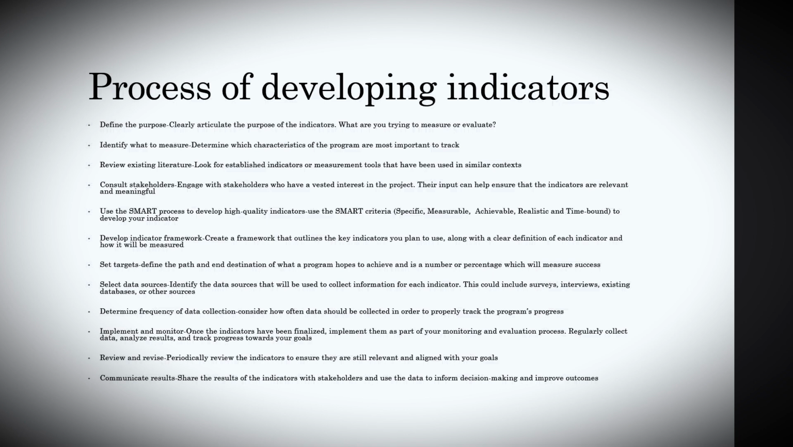We must use a SMART indicator process to develop high quality indicators. SMART indicators involve SMART criteria, such as our indicator must be specific, measurable, achievable, realistic, and time-bound. We must develop our indicator framework. The framework will outline the key indicators along with a clear definition of each indicator and how it will be measured.